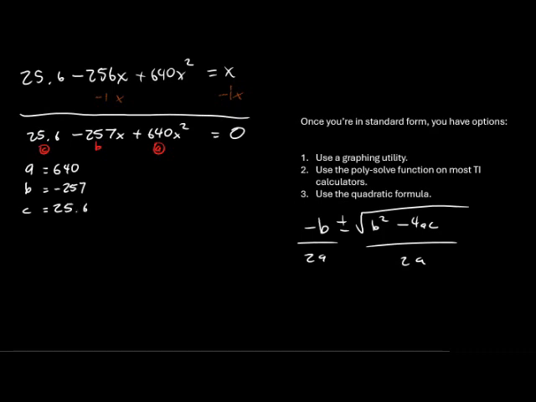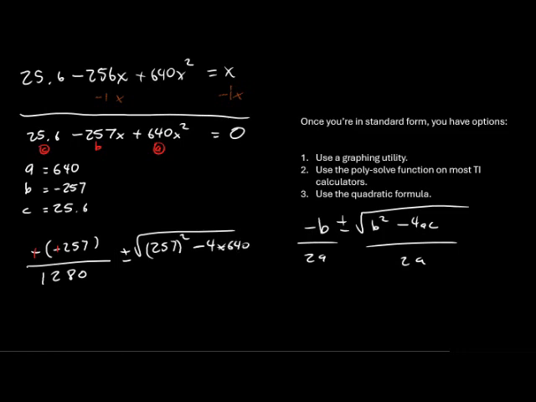Therefore, we'll have negative b, which is negative of negative 257. So you can think of this as a positive. Divided by 2 times a, which is 1280, plus or minus the root of b squared. So we'll say root 257 squared. We don't need to put the negative because we'll be squaring, so it'll change to positive anyway. Minus 4 times 640 times 25.6, and then divide all of that by 2 times a. Again, that is 1280.